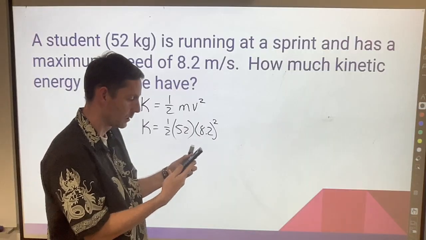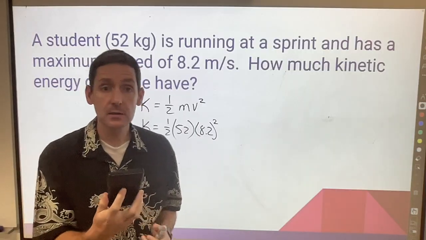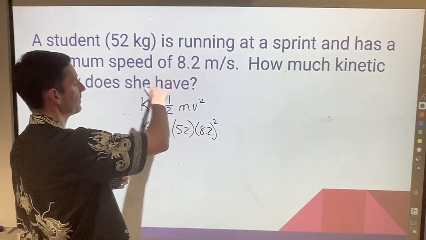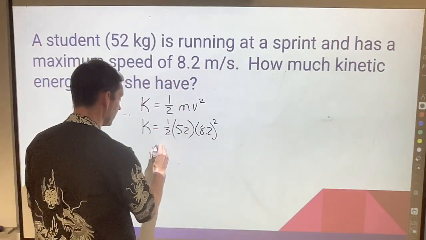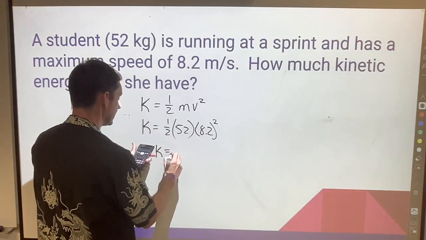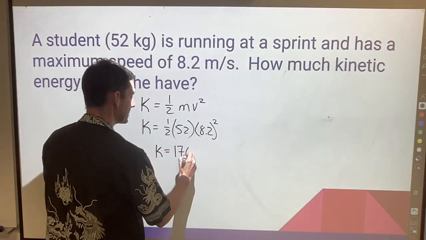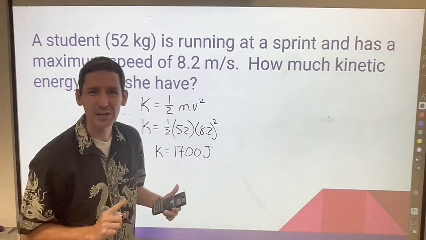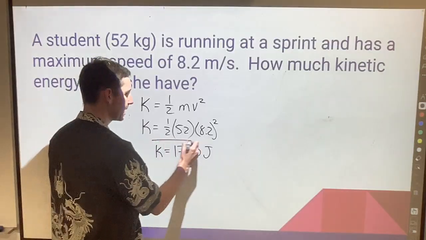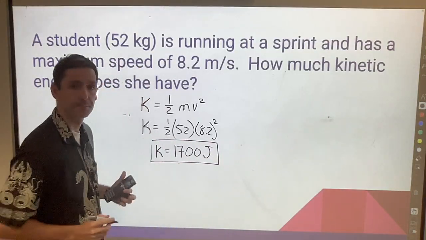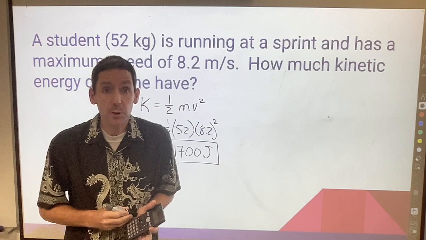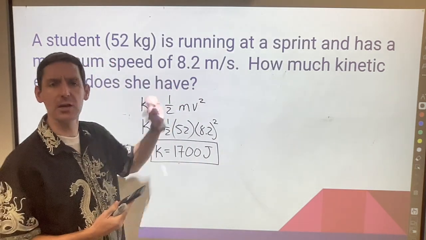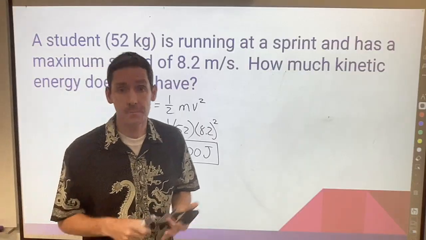And when I do that, I get 1,748.24. Now these only have 2 digits, so when I write my final answer, I'm just going to round it to 2 digits. I'm going to go 1,700 joules. Remember, joules is the unit for energy. All right? So 1,700 joules, just like that. Okay? So it's pretty easy, right? If you're given the mass and the speed, all you have to do is put it in and you can get kinetic energy. All right?